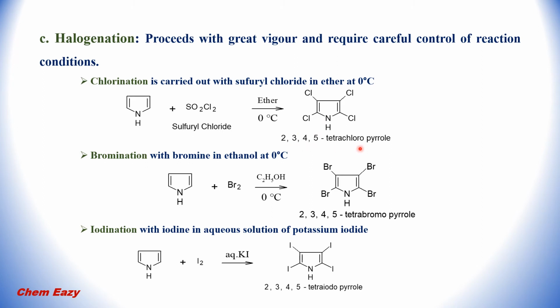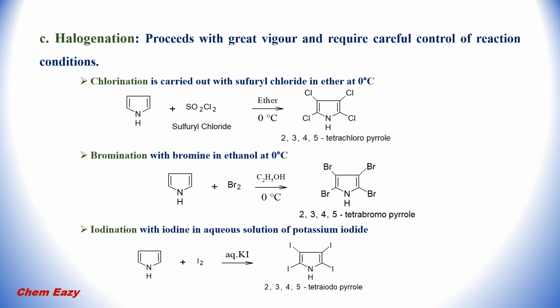2,3,4,5-tetrachloropyrrole. For bromination, we can use bromine in ethanol at 0 degrees Celsius. After bromination, 2,3,4,5-tetrabromopyrrole can be obtained.